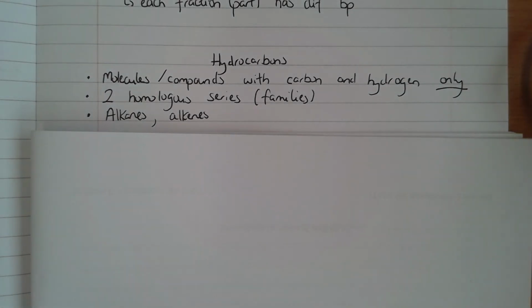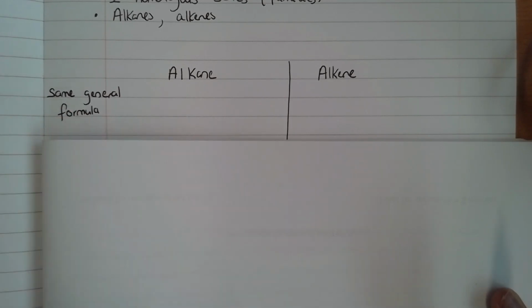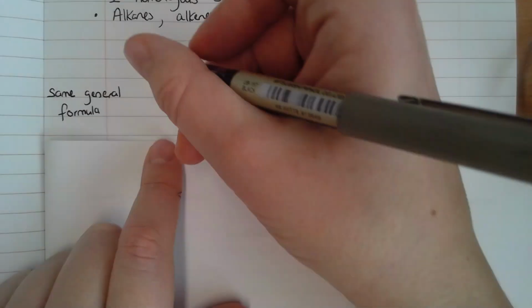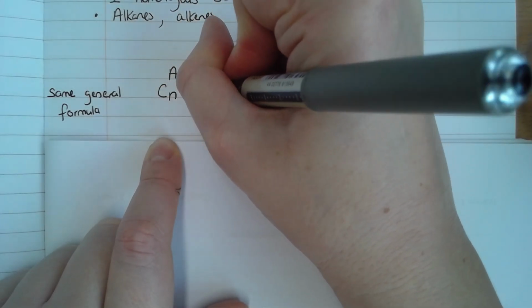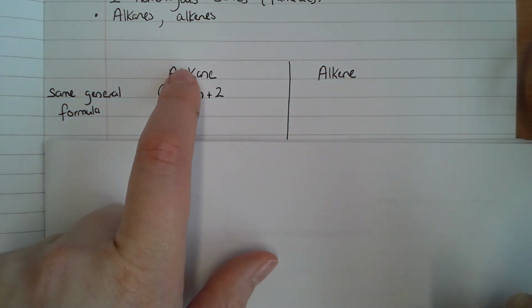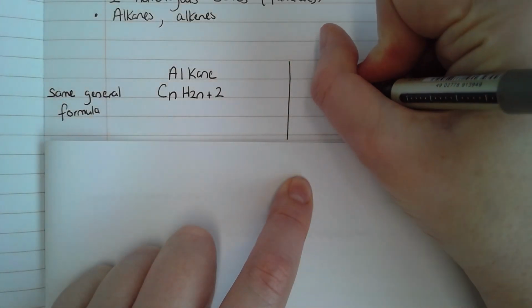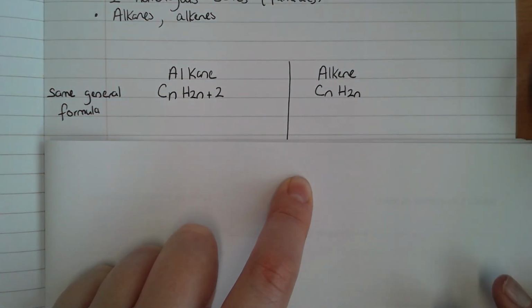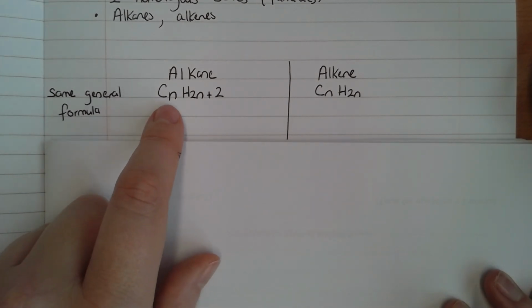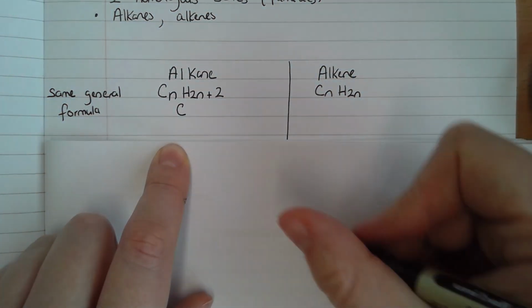Now, to be a member of a family, you need to meet 4 criteria. The first criterion is you need to have the same general formula as all other family members. The general formula for an alkane is CnH2n+2. So every member of the alkane family has that general formula. And if you're in the alkene family, you've got CnH2n, no 2. So if I practice using that, if I let n equal 1, that means I would have 1 carbon.